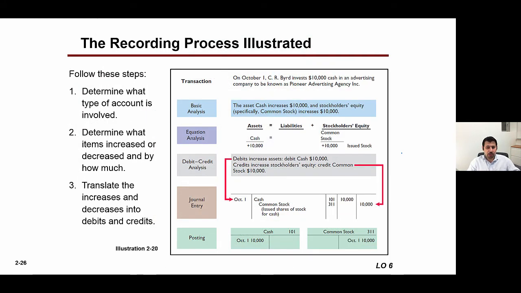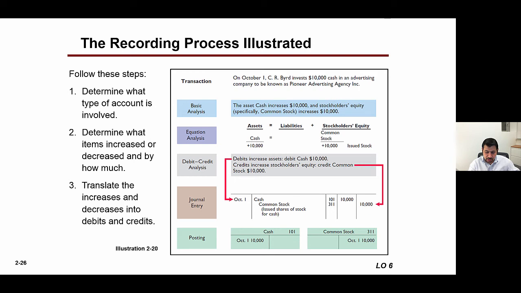Here we will start with a few examples of how the recording process actually takes place. The first step we always need to do is to identify the accounts that are affected by the transaction. Then we need to see how they changed, did they increase or decrease, and finally we translate that into debits and credits. We write the journal entry. For this first example, on October 1st, C.R. Bird invests $10,000 cash in an advertising company to be known as Pioneer Advertising Agency.